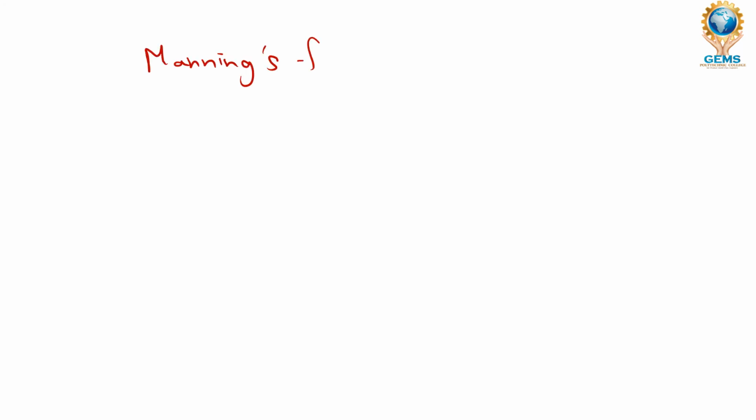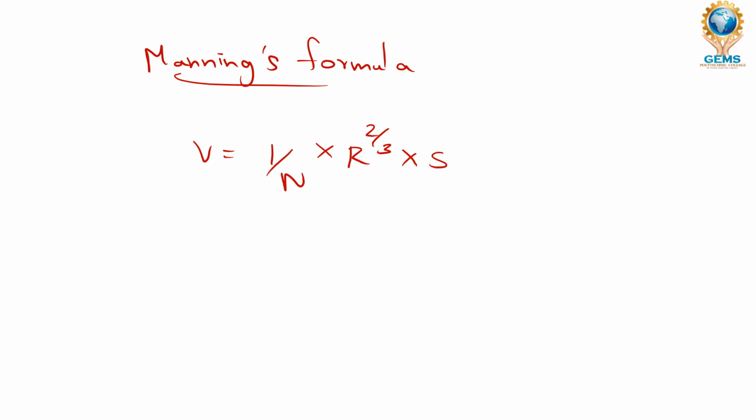Manning's formula is V is equal to 1 by n into R power 2 by 3 into S power 1 by 2. This is our Manning's formula. This is an important formula. Please make a note. So we know the V value, which is the permissible mean velocity.